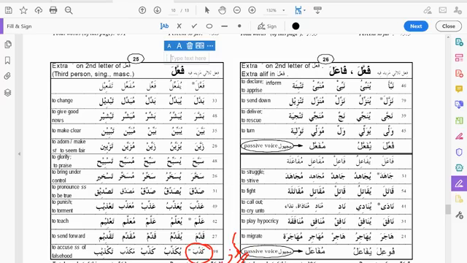يكذب would be denying or rejecting or refusing. كذب, deny, an imperative, you're asking him to deny. مكذب is the person that's rejecting or refusing. تكذيب is basically the rejection itself.